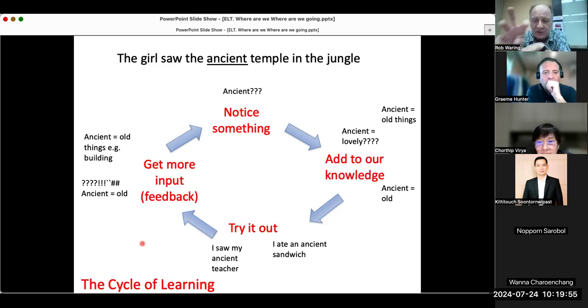We need to make sure that students go through all aspects of this. We don't just cut it by getting them to notice something, then add to their knowledge. We need to give them opportunities to try out the language and get more feedback. And therefore they can go around this cycle of learning. And it might take many, many, many times before they work out what a meaning may be, or a collocation, or a piece of grammar. So this cycle of learning is critically important when we're thinking about how we develop our classes.